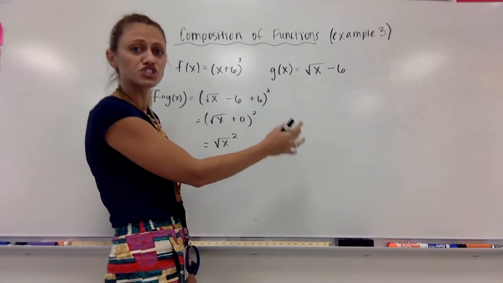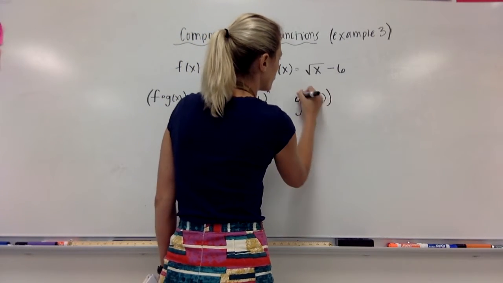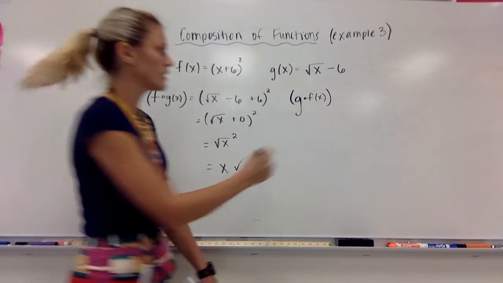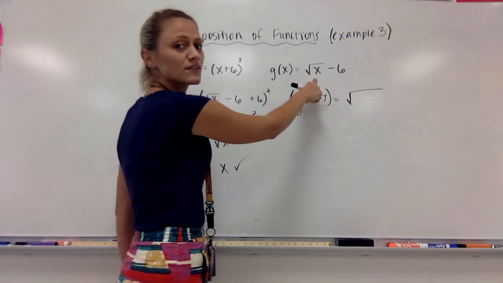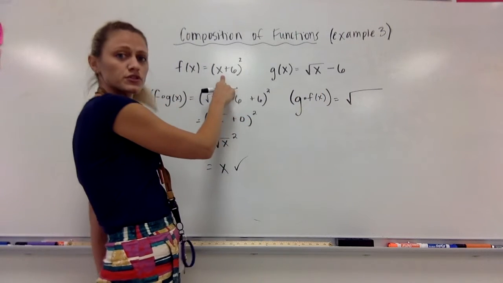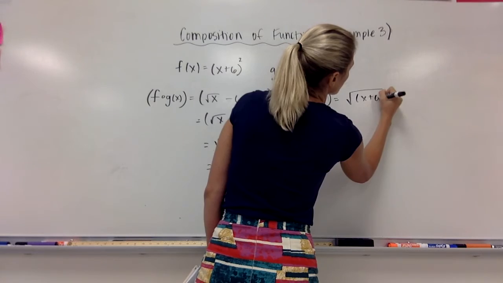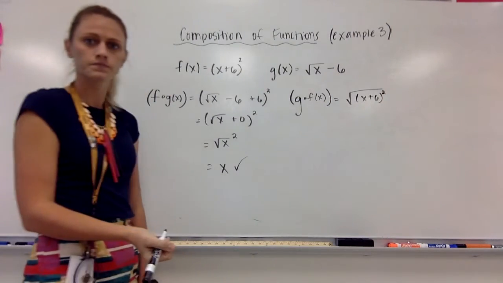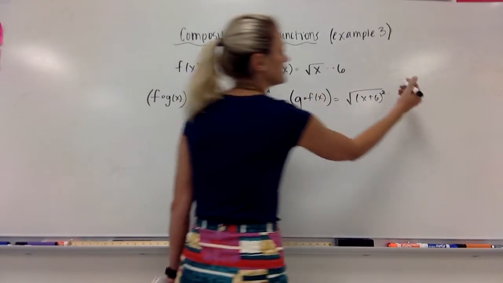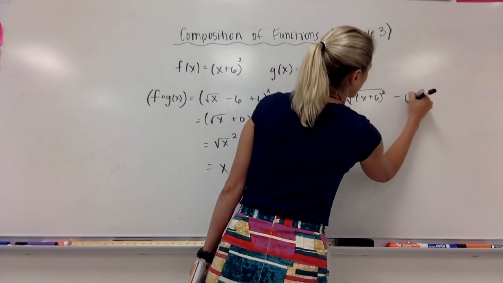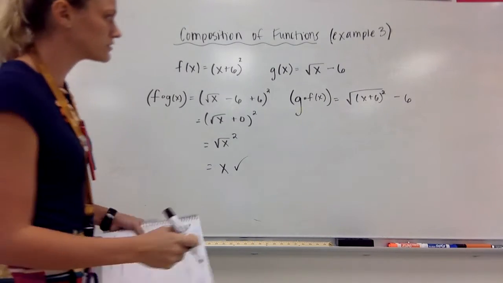Let's go ahead and do g of f of x. So g of f of x. Okay, so square root. But instead of the square root of x, I'm going to put the square root of x plus 6 squared. I just replaced my x with my f of x function, and then I need to bring down that minus 6.